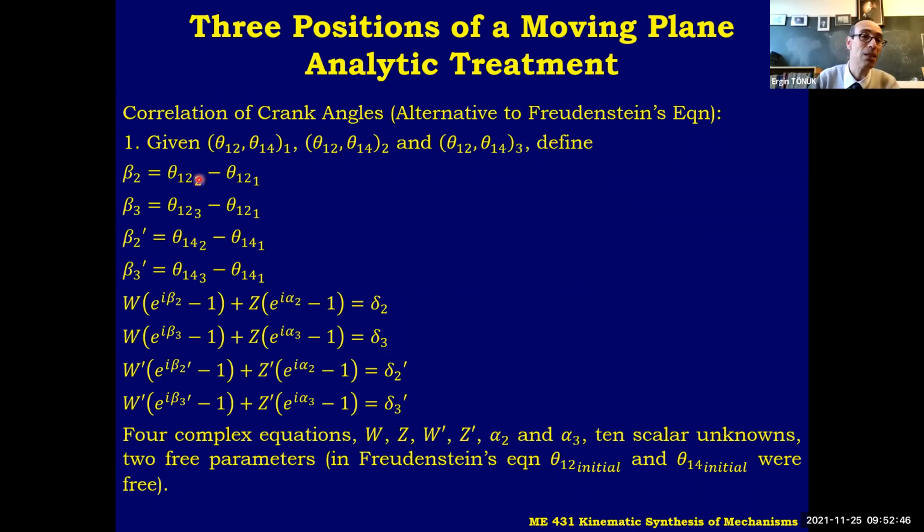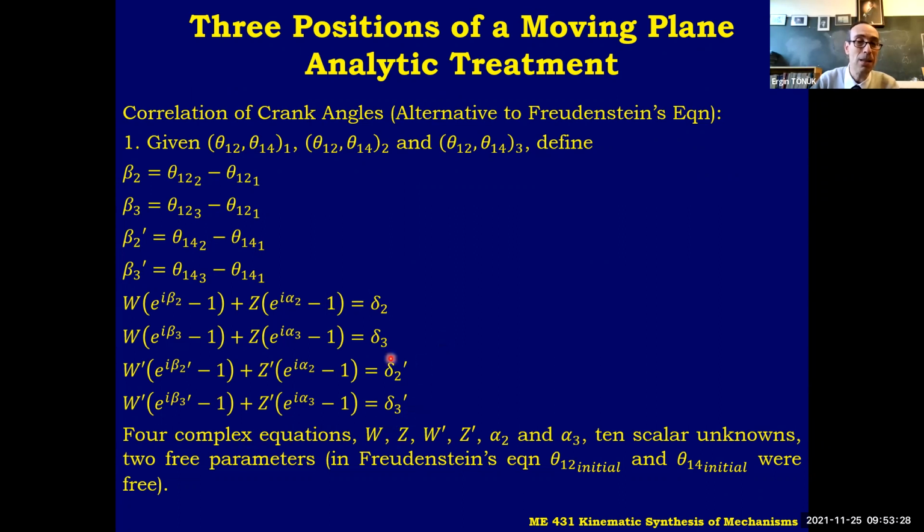So what you do is you define beta 2 as the rotation of the crank from position 1 to 2, beta 3 from position 1 to 3, beta 2 prime as the rotation of the follower from position 1 to 2, and beta 3 prime as the rotation of the follower from position 1 to 3. So you have 2 dyad equations for the crank, or link number 2, and 2 dyad equations for link number 4.